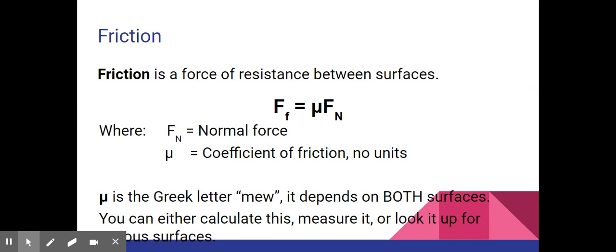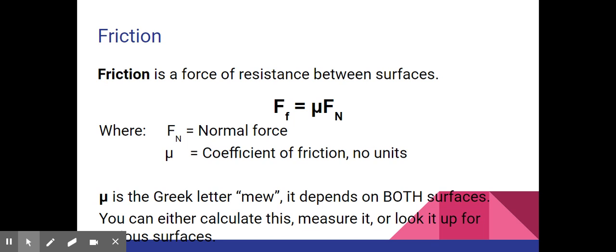Okay, so our equation for friction. Friction is a force of resistance between two surfaces. The formula for friction, F sub F, equals mu times F sub n, where F sub n is your normal force, and mu, it looks kind of like a backwards U with a longer tail. Mu, M-E-W, mu, is the coefficient of friction. It does not have units, it is unitless, okay? So it's kind of like a ratio. So Greek letter mu is that backwards goofy looking character.